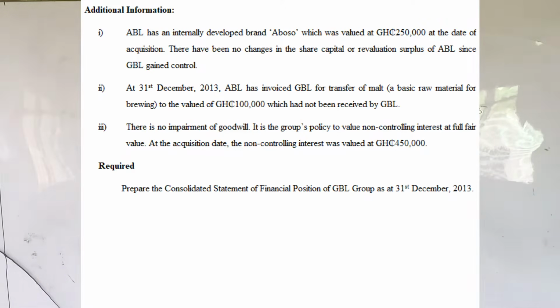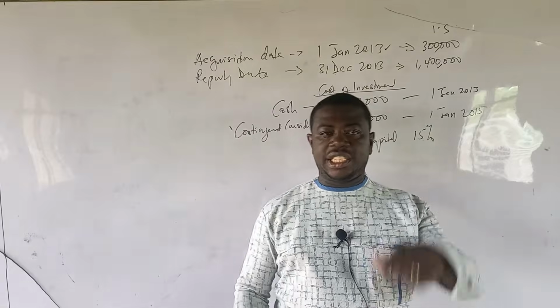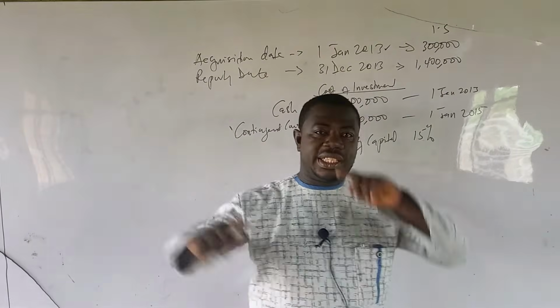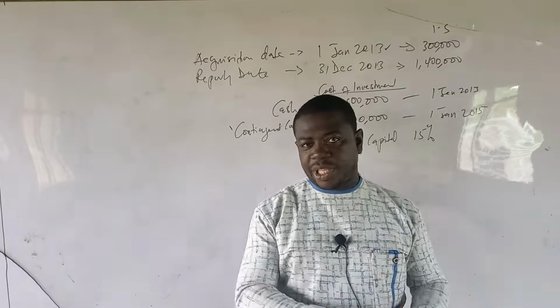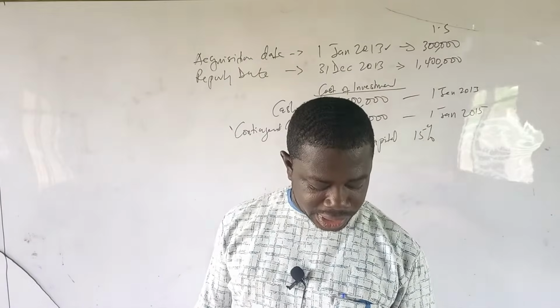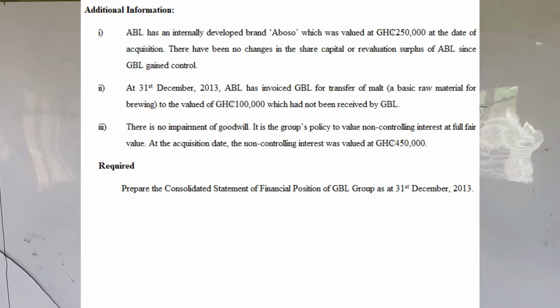As at 31st December, ABL had invoiced GBL for transfer of malt, a basic raw material for brewery, at the value of 100,000. So that is what I was talking about. This is the 100,000, the difference between the owing by GBL and the owing to ABL. So that is goods in transit. We are told that this particular difference of 100 is goods in transit. So we are going to treat it as part of inventories in the consolidated statement of financial position. And then, finally, we are also told that there is no impairment of goodwill.